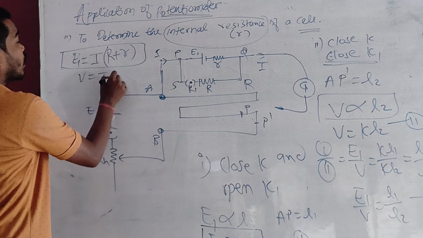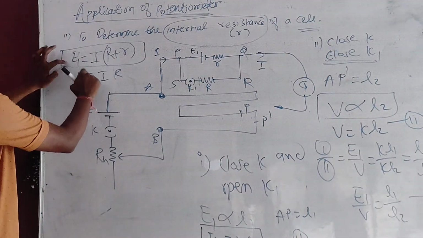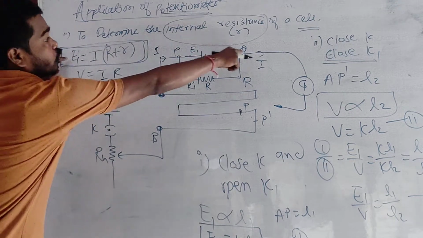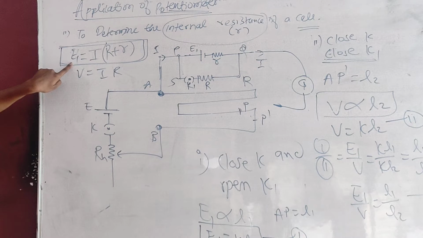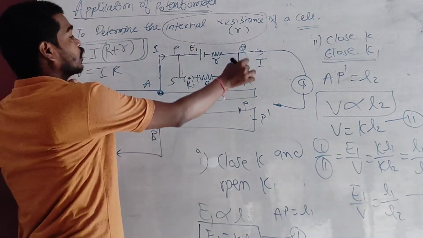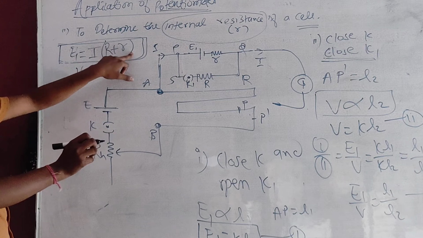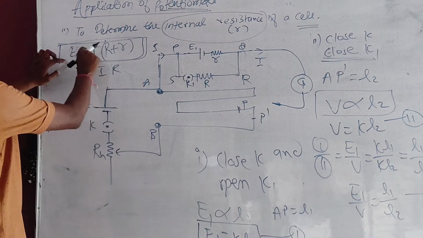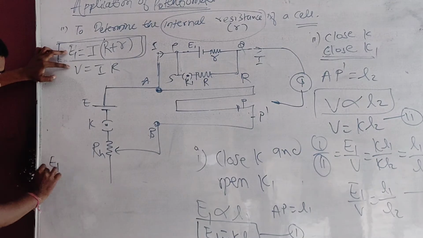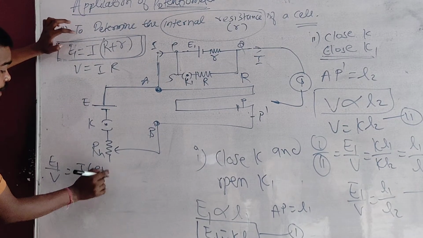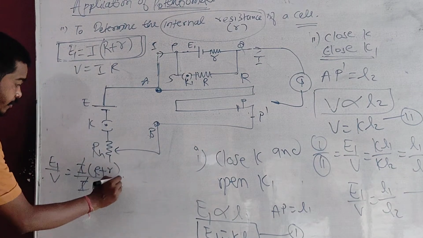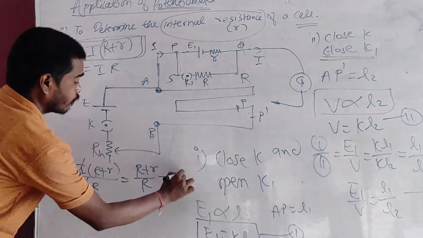E1 is equal to I into (capital R plus small r). Now according to Ohm's law, V is equal to IR. Now divide these two equations. By using this closed loop PQRS, after equation 3, we can write E1 is equal to I into (capital R plus small r), and by using this, V is equal to IR. These are two newly formed equations. Dividing these two equations, we get E1 by V is equal to I (R plus r) upon IR. I gets cancelled. This is equation number 4: (capital R plus small r) upon capital R.